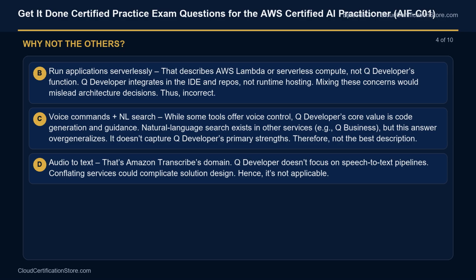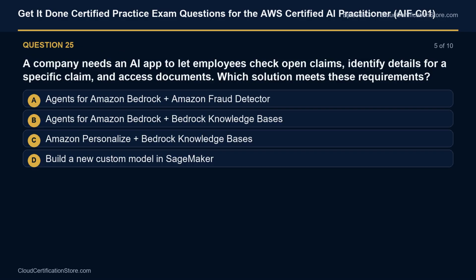Why not option D? Audio to text. That's Amazon Transcribe's domain. Q Developer doesn't focus on speech-to-text pipelines. Conflating services could complicate solution design. Hence, it's not applicable.